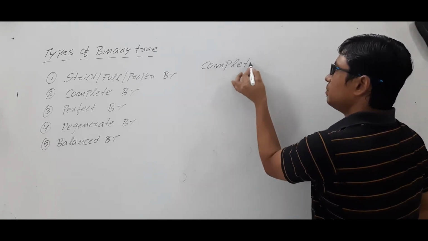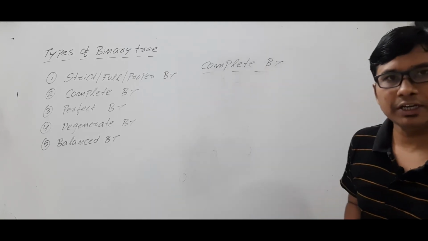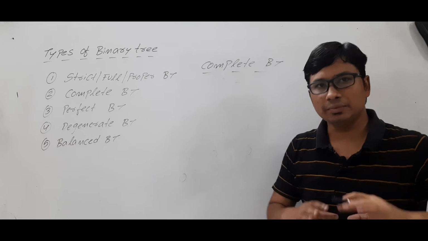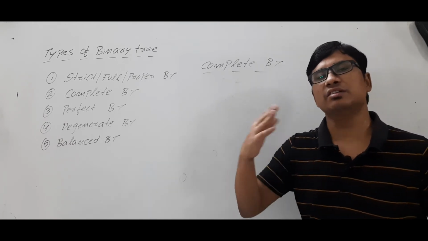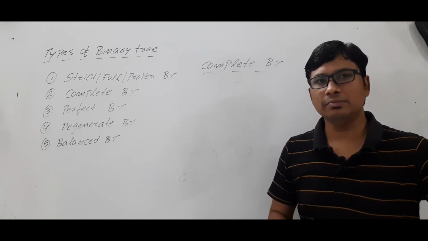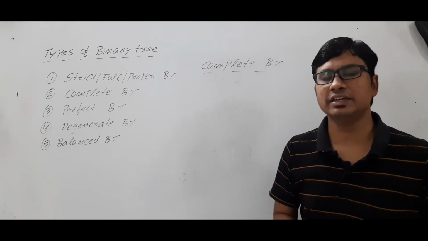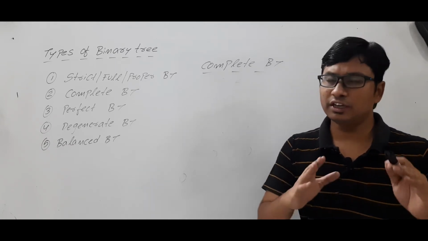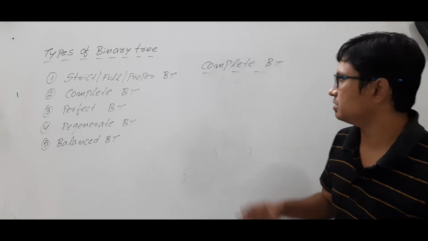We will discuss complete binary tree. I can call a binary tree a complete binary tree when all the levels are full except the last level. In the last level, the elements start filling from left to right. I hope with this definition you have understood. If you did not understand with the definition, let me discuss with examples.